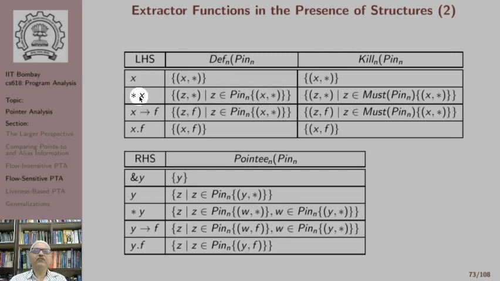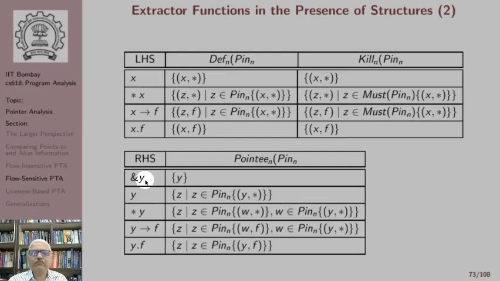Note that z cannot be a structure variable here because we are talking about pointer assignments and not structure assignments. What is killed is again similar, z dot star, except that now we identify z as the pointee of x under must points-to relation. If the left hand side is x arrow f, then what is being defined is z dot f, where z is a pointee of x dot star, and here what is killed is z dot f, where z is a pointee of x under must relation. If we have x dot f, then what is being defined is x comma f. On the right hand side, right hand sides are simple variables because we are only talking about the locations whose addresses are stored.